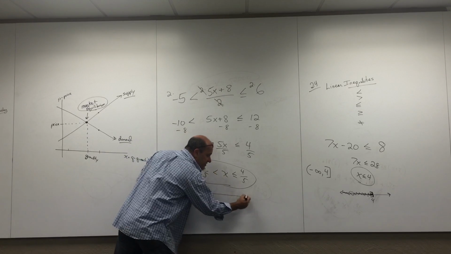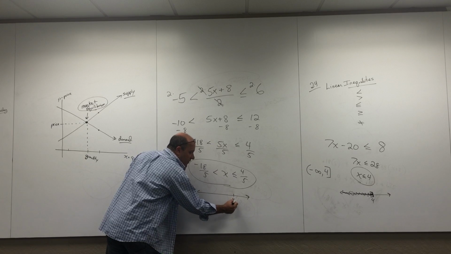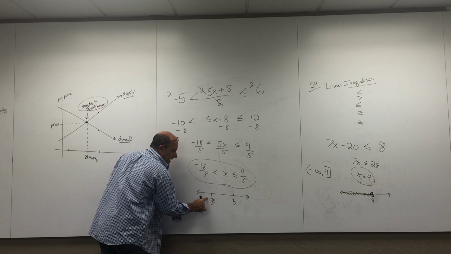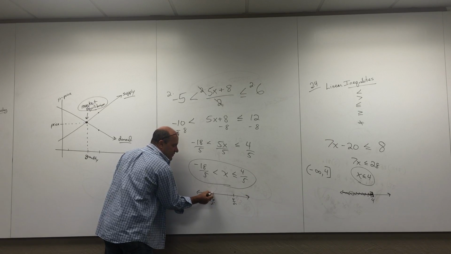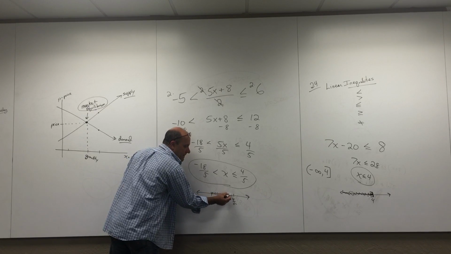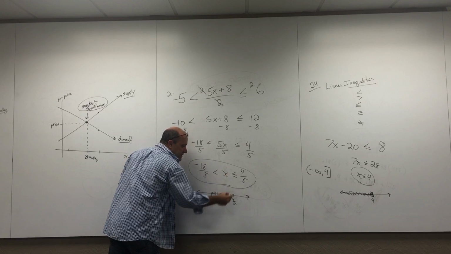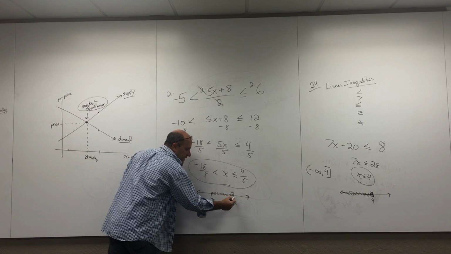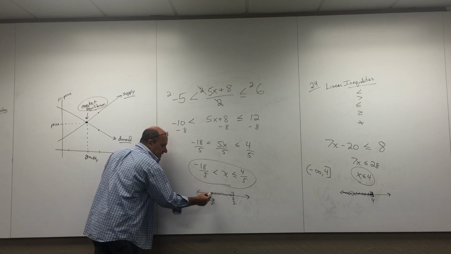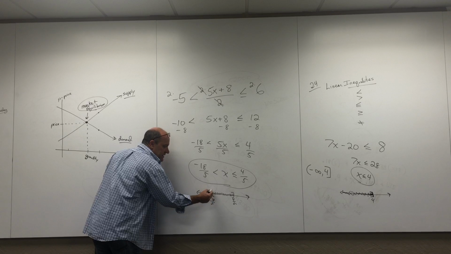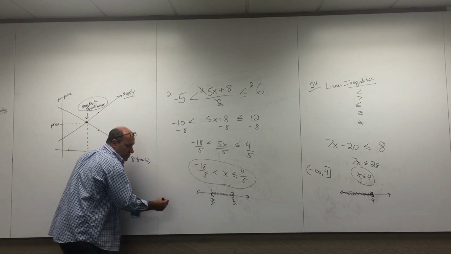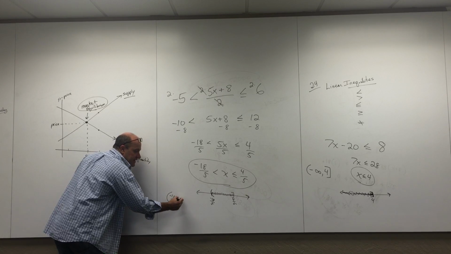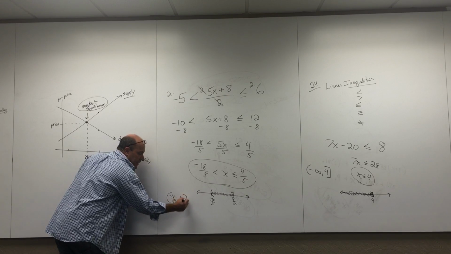On a number line, you can display this. You can put a 4/5 right there. You can come down here and put a negative 18/5 and shade everything in between. Do you want to include the 4/5? Yes. Then let's put a bracket on it. Do you want to include the 18/5? No, we'll put a parenthesis on it. I could also do my official interval notation the same way. Negative 18/5, comma 4/5, parenthesis and bracket.